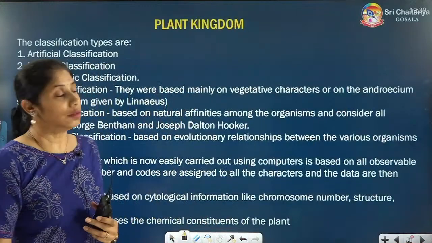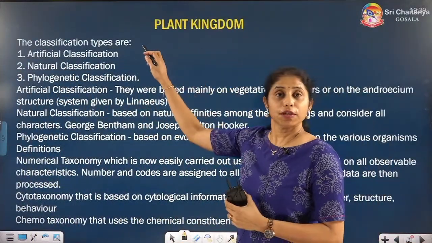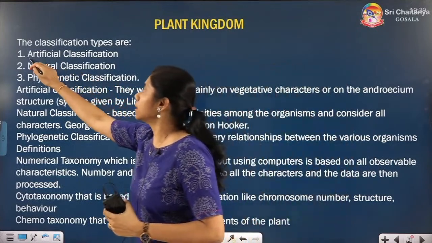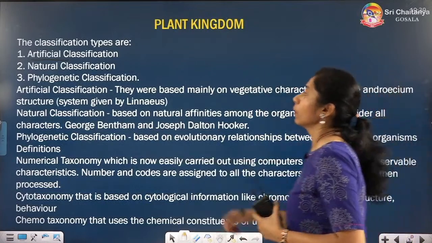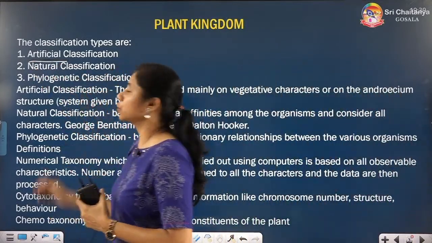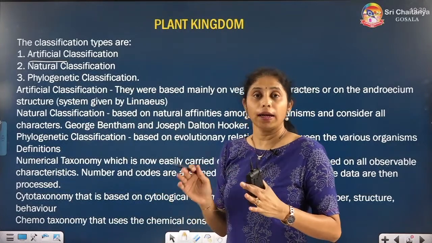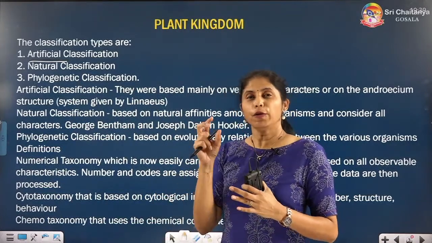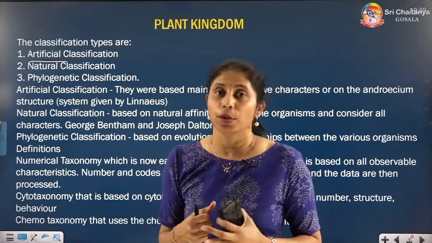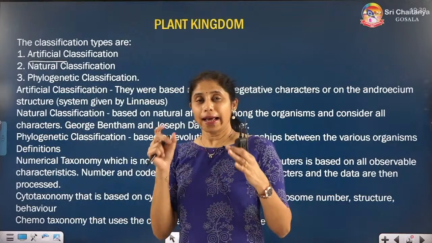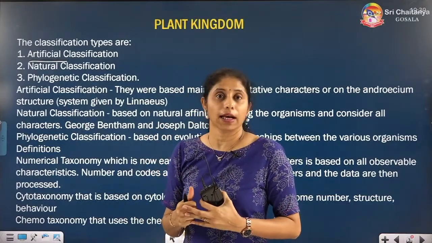All of you see here, the plant kingdom deals with different types of classification systems. The first one is artificial classification. The artificial classification generally includes all observable characters, but among them only a few are considered. Imagine a plant has some 100 observable characters. Of those, only 10 or a few characters, like 3 characters, will be considered for the classification.